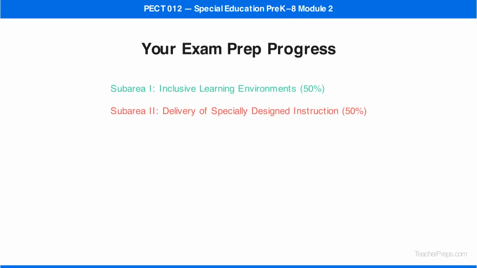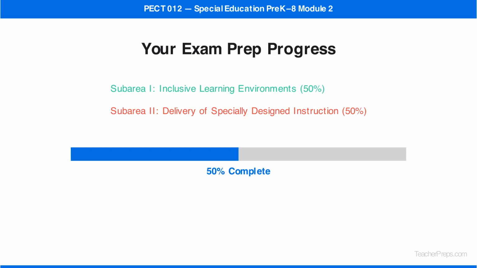Great work covering Subarea I of the PCT Module 2. You now have a solid foundation in inclusive learning environments for early childhood. But here's the reality. Subarea I is only 50% of your Module 2 exam. You still need to master Subarea II, delivery of specially designed instruction, which covers the foundations of reading, phonological awareness, systematic phonics, decodable text, and structured literacy approaches for students with dyslexia.